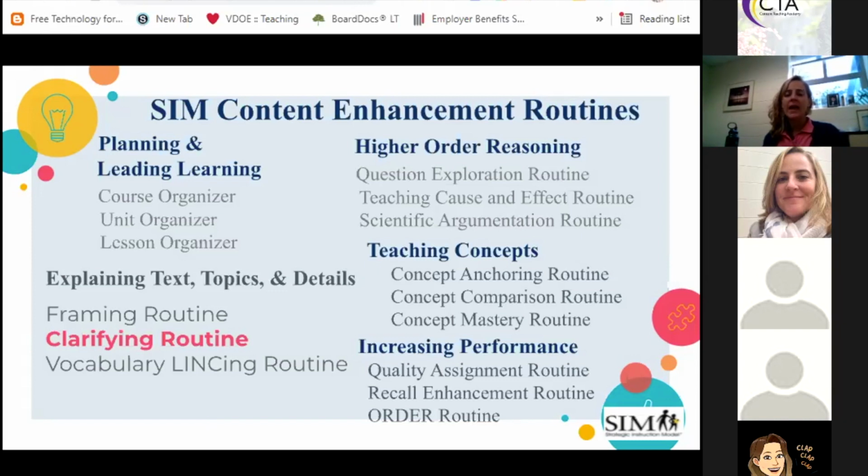And for that, we have anchoring, which means we're going to really solidly build that foundation. We have concept comparison. That's when students typically get confused between this one and that one, and that helps identify the concepts clearly that align with one versus the other. And then concept mastery, which is them getting the big picture of that concept. And finally, we have increased performance, which is quality assignment, recall enhancement, and order routines. Those are just little snapshots that you can use to help your students have better recall of information. And again, it's all evidence-based.